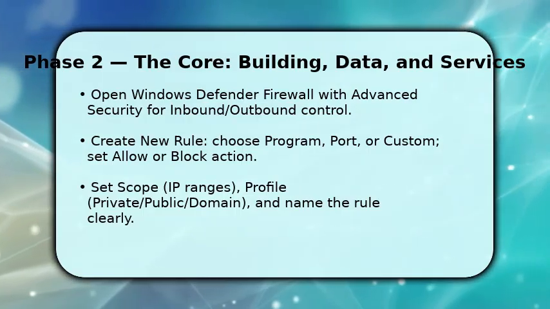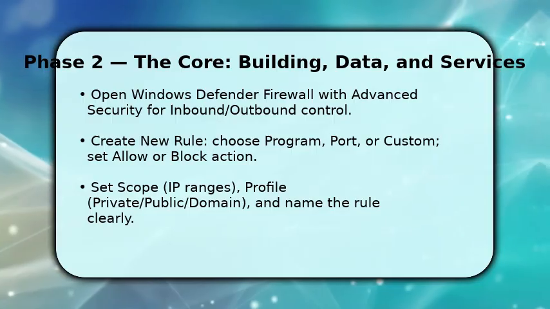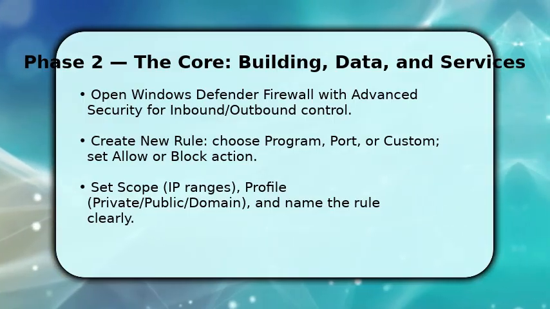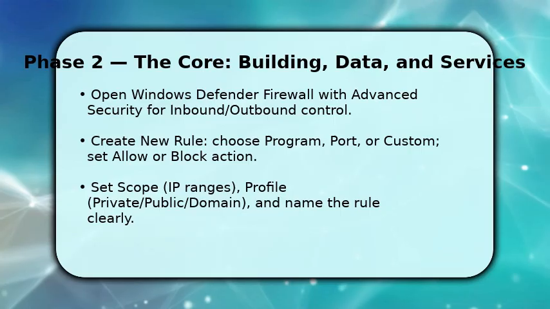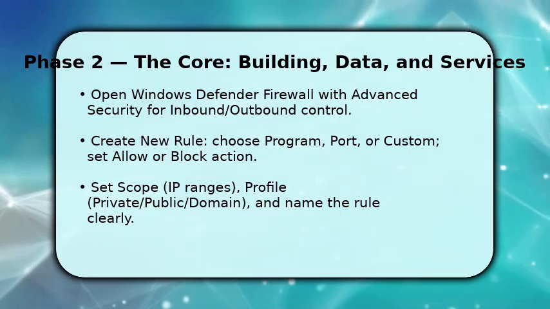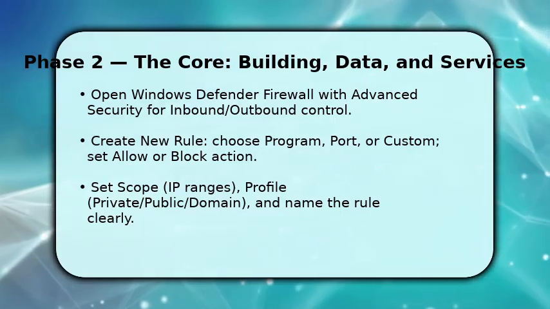Open Windows Defender Firewall with advanced security to access inbound and outbound rules. Click New Rule and choose Program, Port, or Custom depending on what you need to control. Ports are ideal for services, programs for executables.